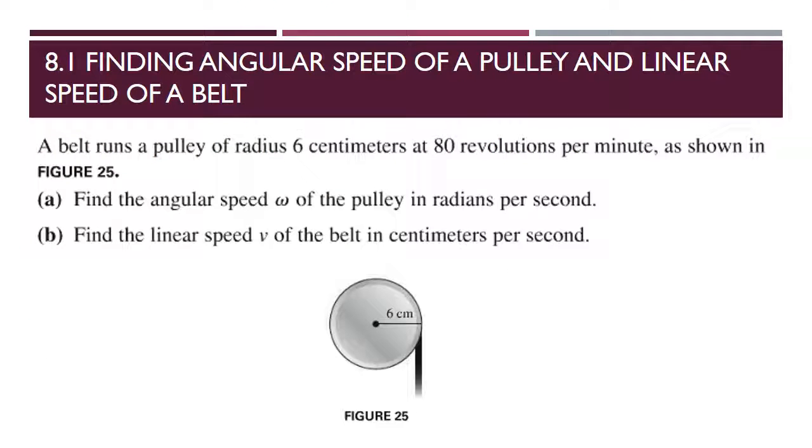This is a little application problem. We have a belt that runs a pulley of radius 6 centimeters at 80 revolutions per minute, and you have a little picture there. Find the angular speed of the pulley in radians per second, and then find the linear speed of the belt in centimeters per second. Pause the recording, give this a try, and resume to check your answer.